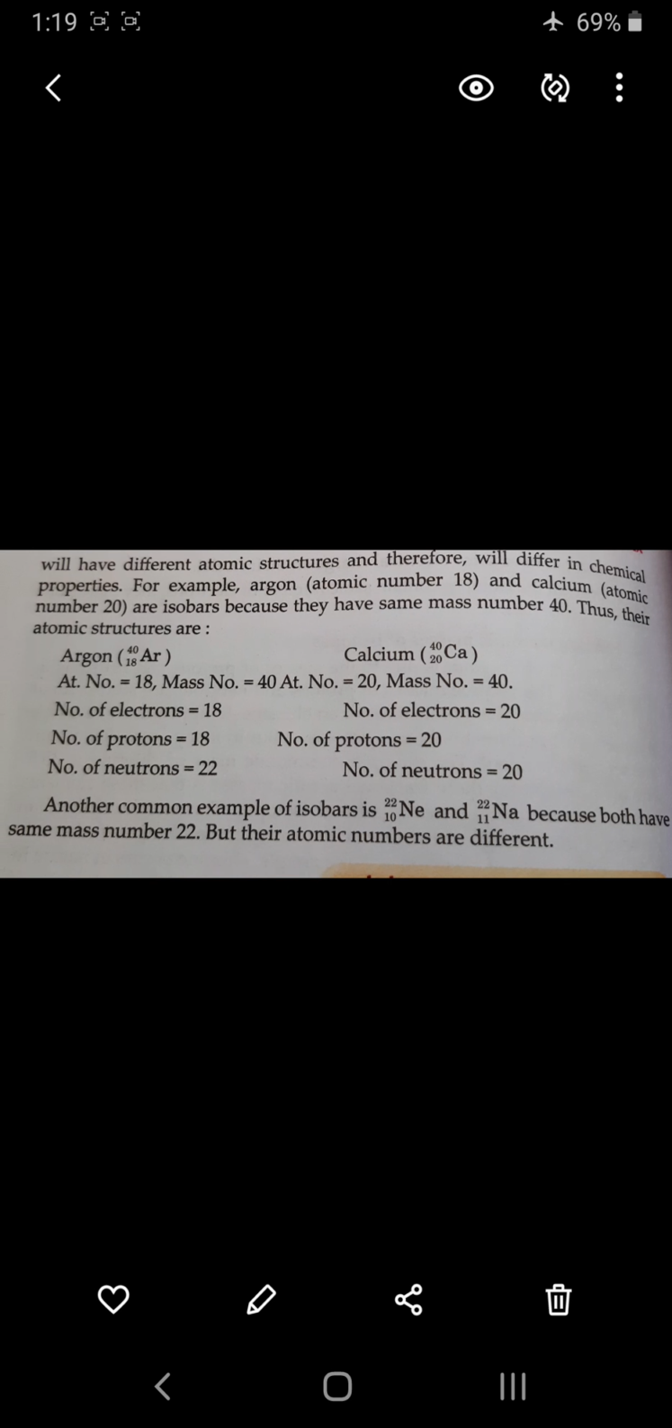We are taking an example here. Argon has atomic number 18 and mass number 40. Calcium has atomic number 20, but its mass number is 40. So in both argon and calcium the mass number is 40, but their atomic numbers are different: argon's atomic number is 18 and calcium's is 20. They have different atomic numbers but the same mass number.